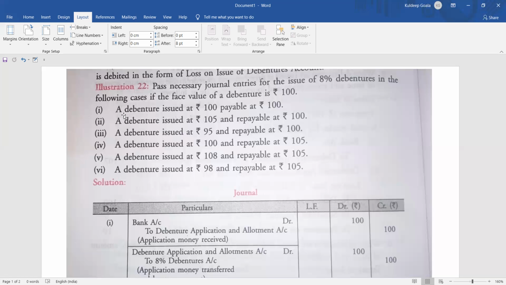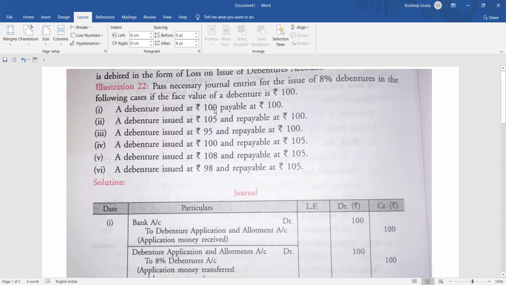Let's see, you'll understand. First of all, the first one, a debenture issued at 100 rupees, redeemable at 100 rupees. Now here only one debenture has been mentioned, the value of one debenture. If there are more than one debenture, say 10,000 debentures, it will be multiplied by 10,000. If there are 1 lakh debentures, then multiplied by 1 lakh, right? It depends on the number of debentures.